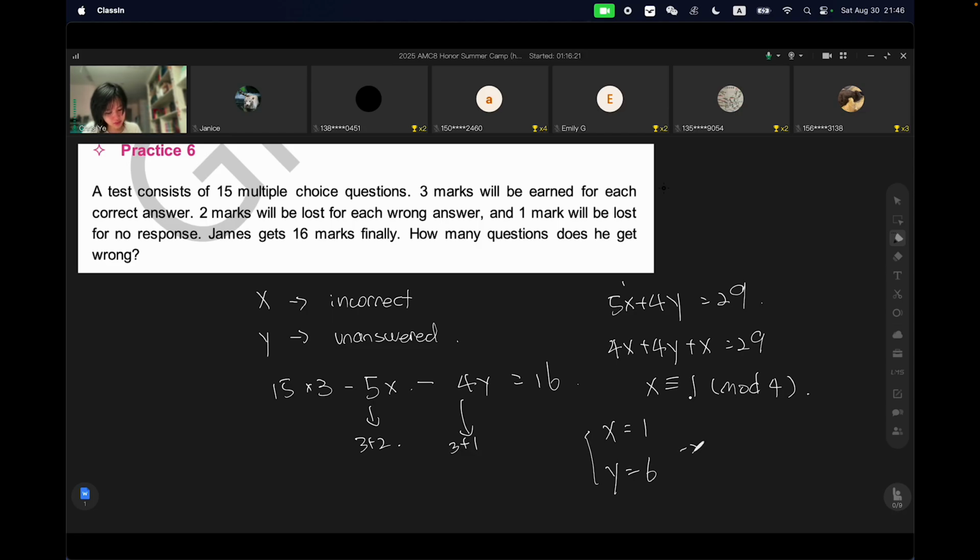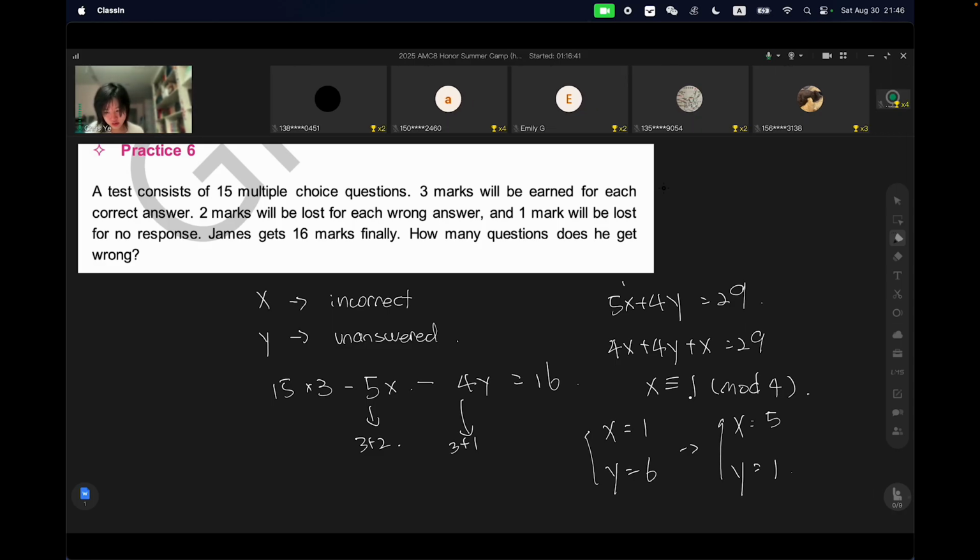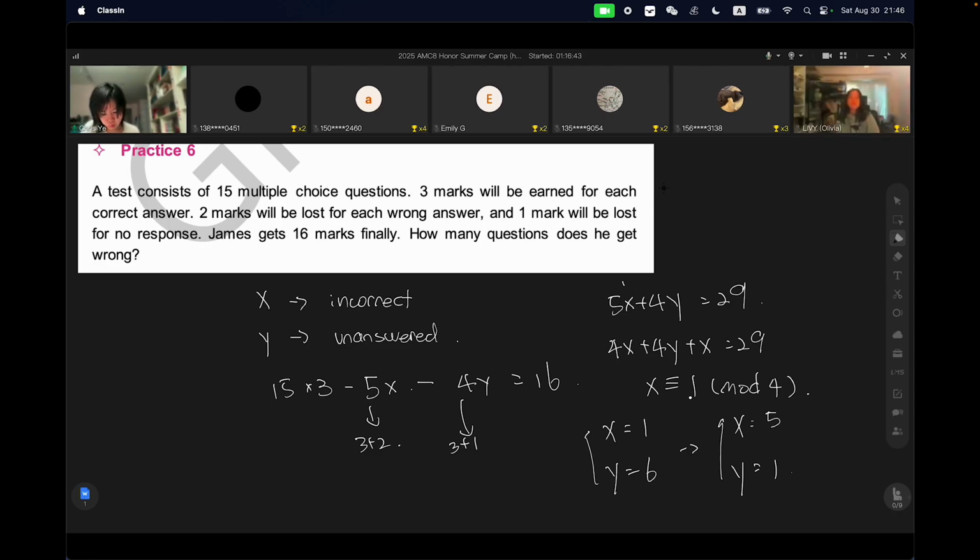And there, we find that there's also another possible solution, that x is equal to 5, and y, in this case, would be equal to 1. There are no further solutions, so we see that both of these solutions work, so they can be true answers. How many problems did he get wrong? He got either 1 problem or 5 problems incorrect. So therefore, the answer is 1 or 5.